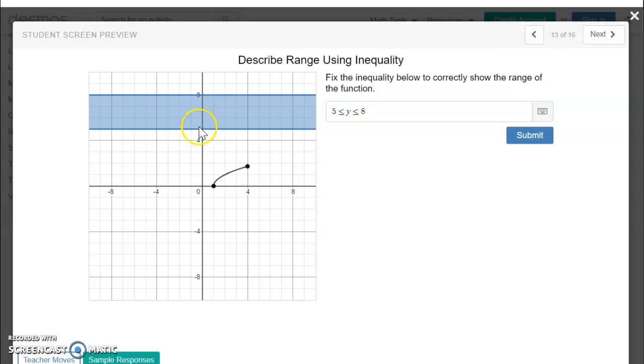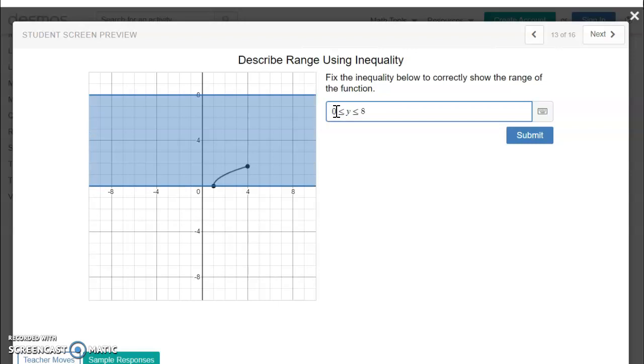Okay, so we need to move this shading. How can we move the shading so that it covers up just the graph? Well, it doesn't start from 5. What does it start from? It starts from 0. So I'm going to change this to 0. Okay, and see what it looks like. Okay, all right, that's better.